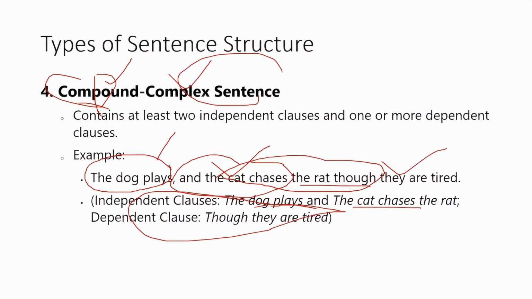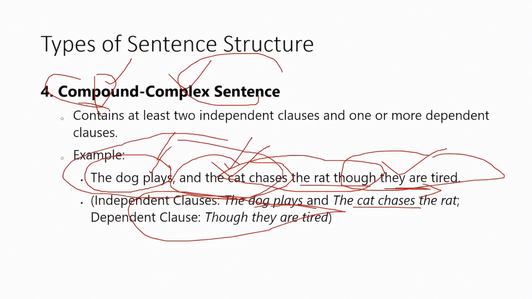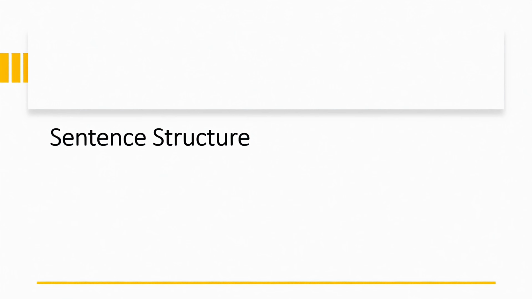It means that they give meaning without considering the other part of the sentence. For example, the dog plays, we can clearly understand its meaning. The cat chases the rat, it gives clear meaning. Though they are tired needs something else, because they are tired, yet they are doing this. So collectively this is called the compound clause, and this is the dependent clause. So the combination of both is called a compound complex sentence.